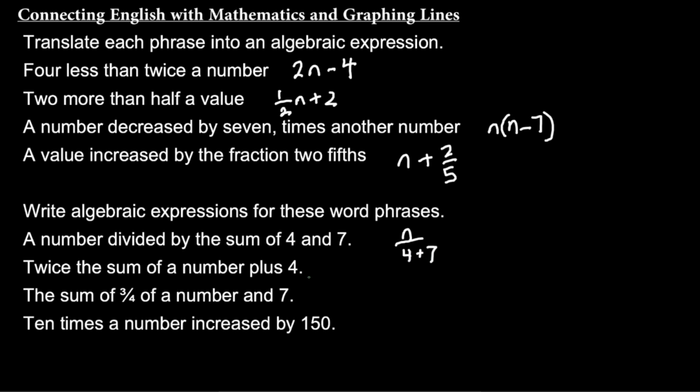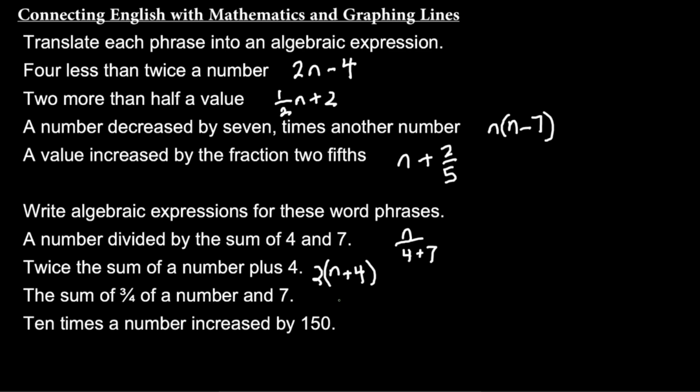Next we have twice the sum of a number plus 4. So we have a number plus 4, and this is the sum, and twice means you multiply everything here by 2.